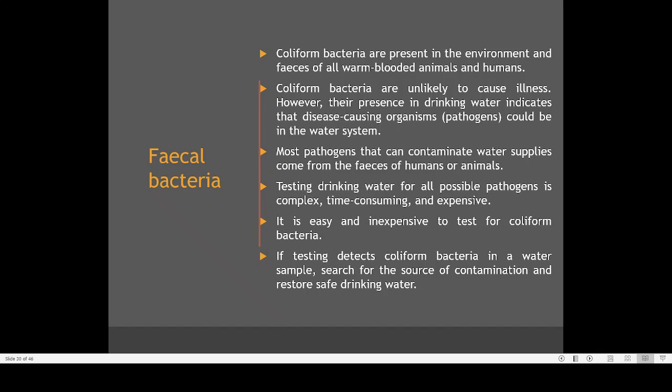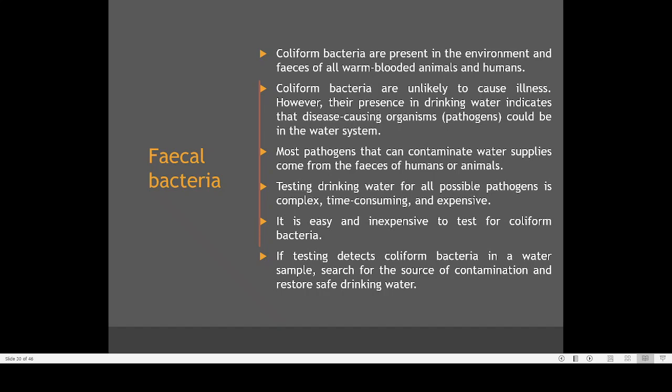So here the problem with E. coli is that E. coli itself is not going to create any kind of problem. But when E. coli is present, other harmful bacteria can also be present. So E. coli is an indication. If E. coli is present in water, it is a sure sign that other sorts of bacteria can also be present. Most pathogens that contaminate the water supply come from feces of humans or animals.